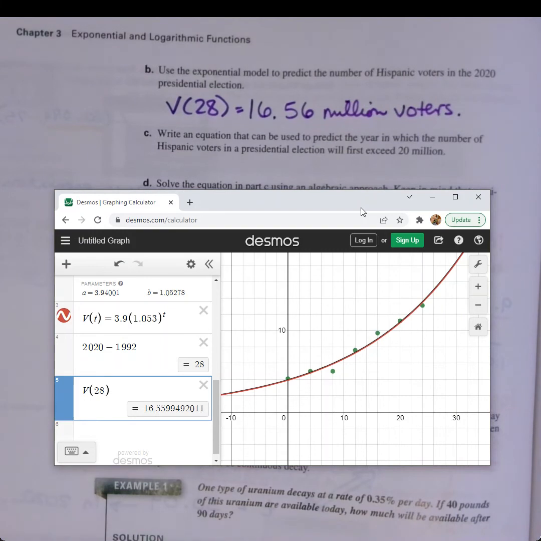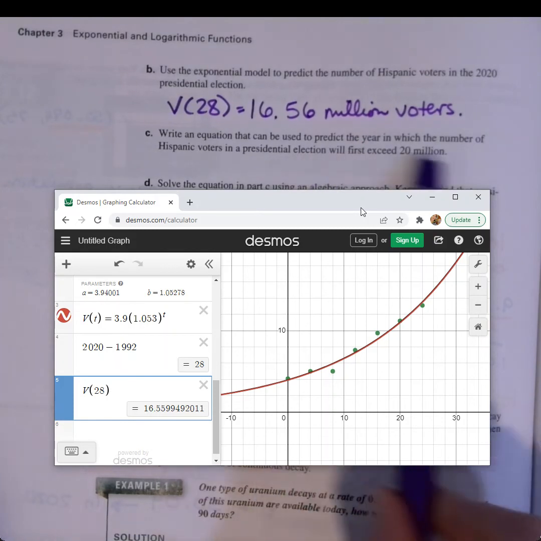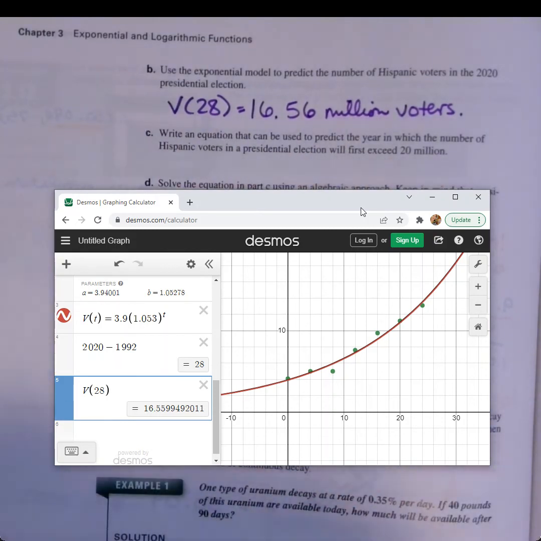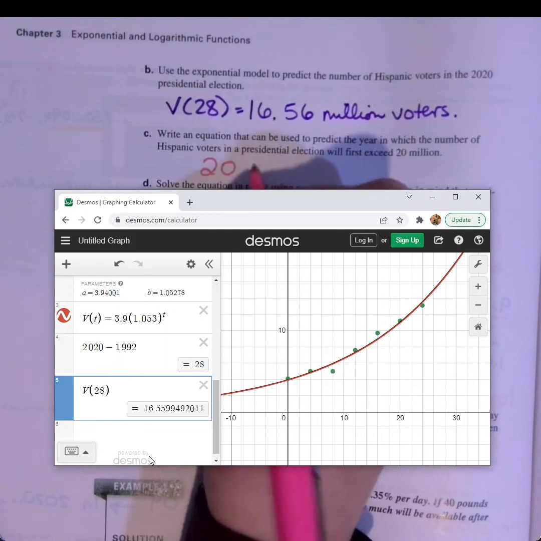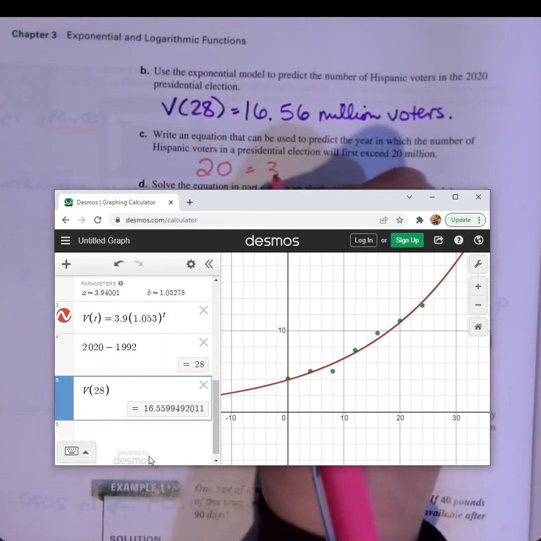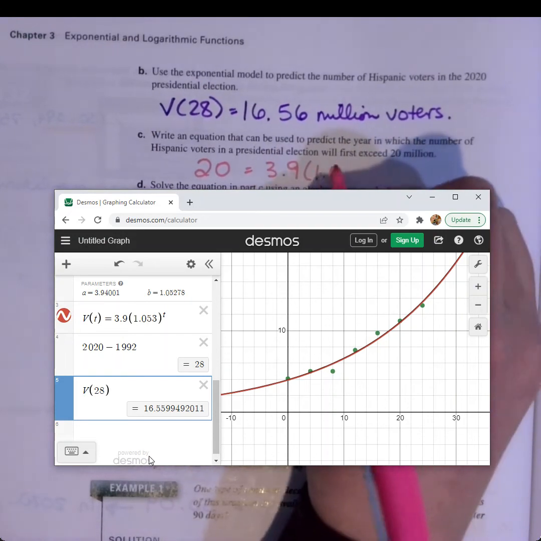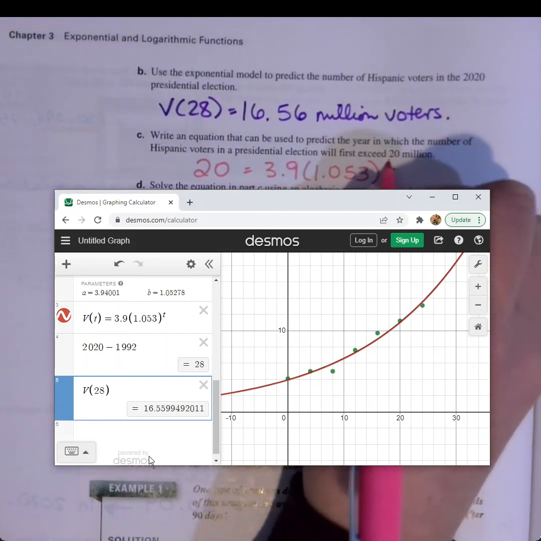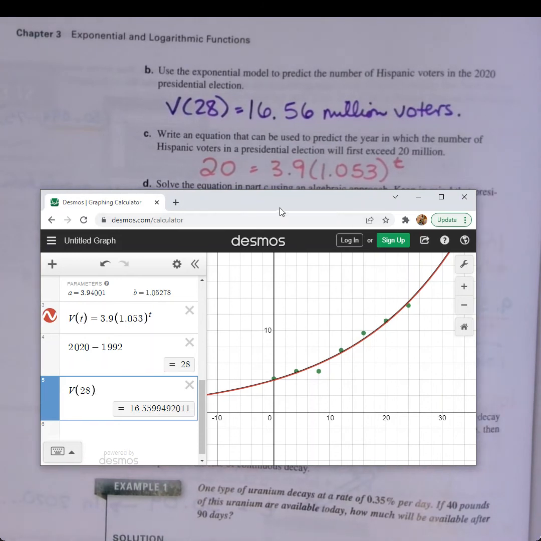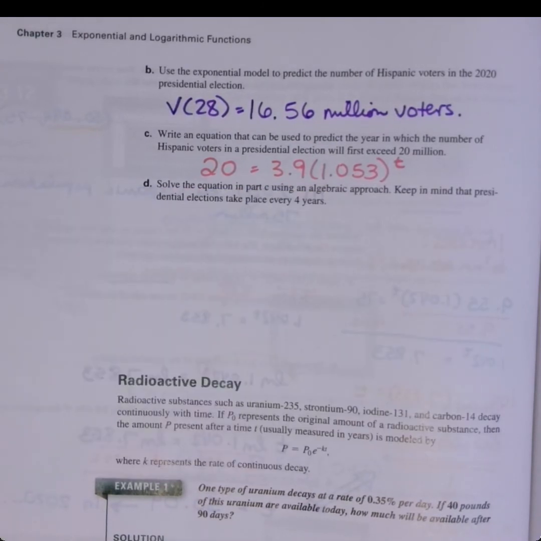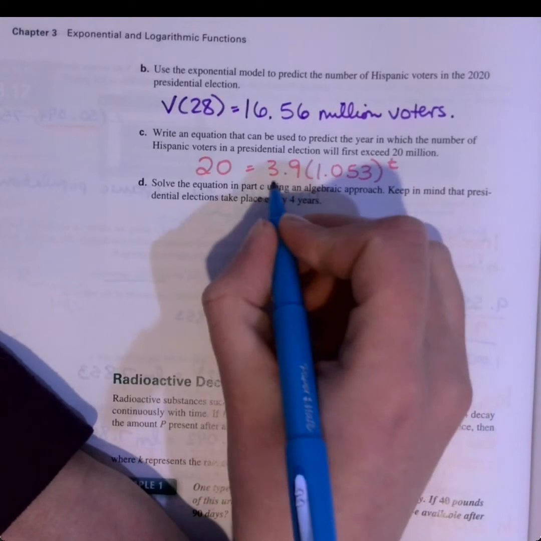Write the equation that can be used to predict in which year the number of Hispanic voters will first exceed 20 million. So it's 16.5 million in 2020. When will it exceed 20 million? Okay, so I have my equation shown right here. So I'm going to keep that on screen for just a moment. And 20 is going to be my output value. So I'm going to have 20 equals, and then 3.9 times 1.053 to the t. We're not going to solve it graphically first. We might do it afterwards just to check. We're going to solve it by hand algebraically. So the first thing that I need to do is to divide off the 3.9.